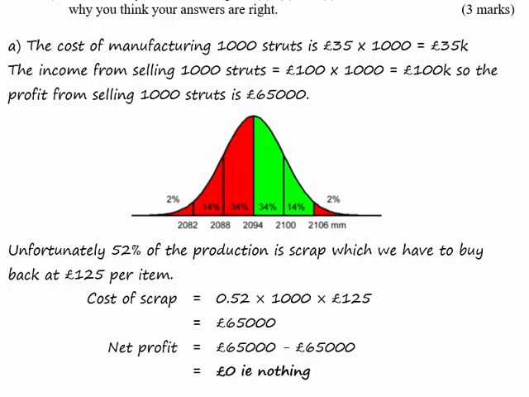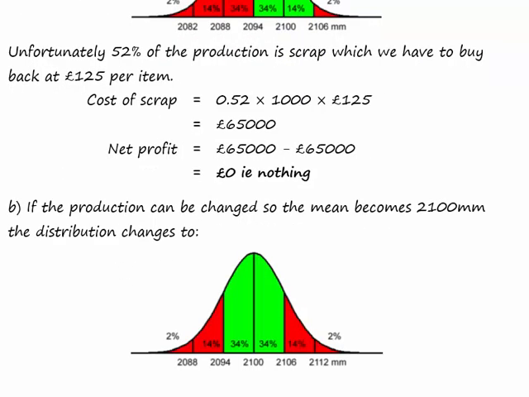Part B. If the company adjusts the machine that makes the struts so that the mean, instead of being 2,094, becomes 2,100, so the mean now becomes 2,100 plus 6 and minus 6, so we've now got 34 plus 34, which is 68% of our production is good, and therefore only 32% is scrap.